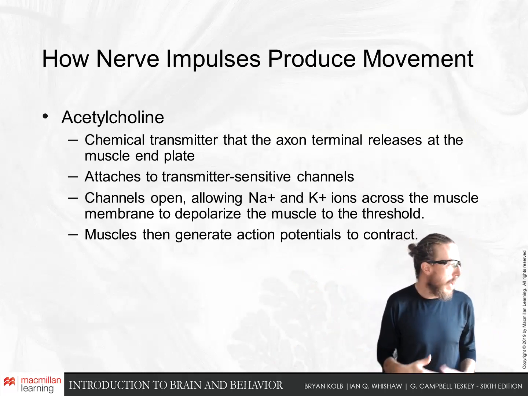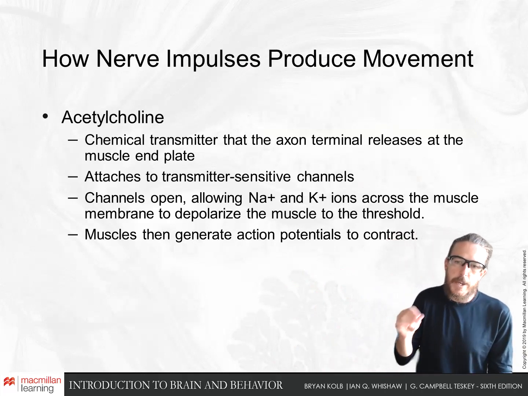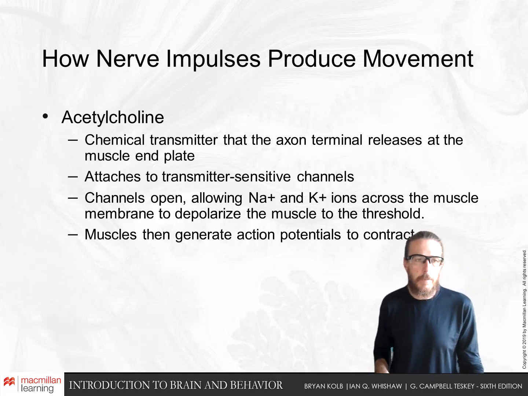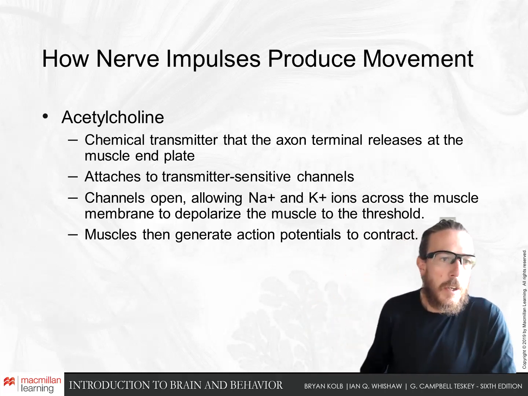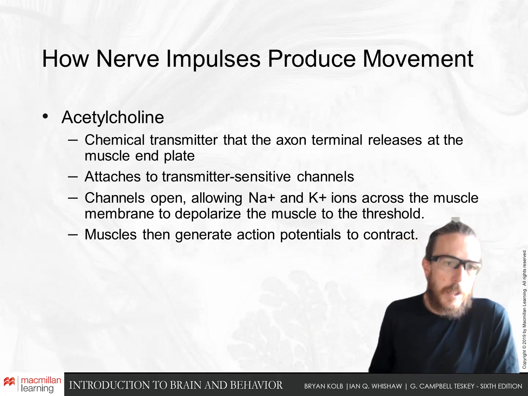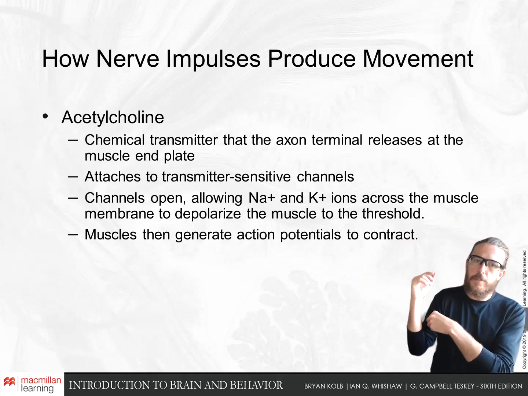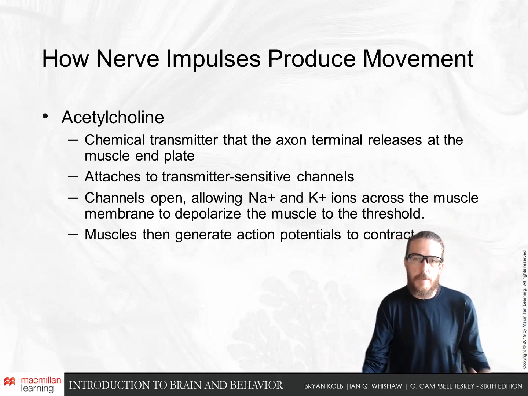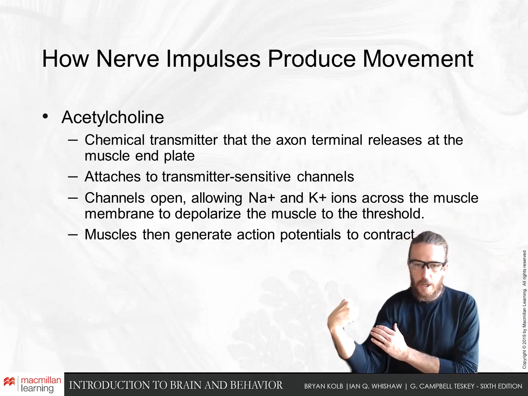Just like we'll see next week, many of these axons, when they send the signal to the next neuron, which creates the IPSPs and EPSPs, they do this by releasing a chemical. And in the case of muscle cells, that chemical is acetylcholine, which gets released onto the end plate of the muscle. So this acetylcholine attaches to acetylcholine sensitive channels on the muscle, and those channels open and allow sodium and potassium into the muscle membrane, depolarizing the muscle. Then these muscles create action potentials, and it's actually the action potentials that contract the muscles.